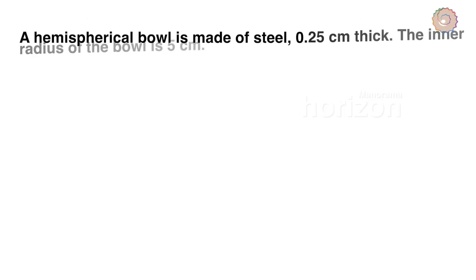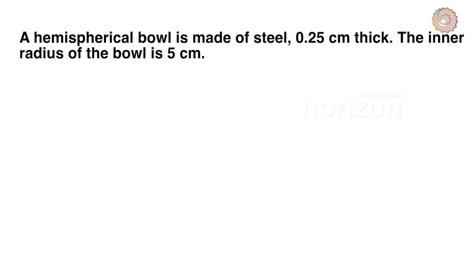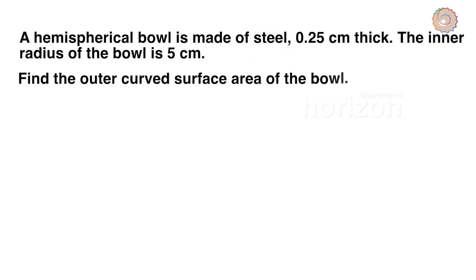Now let us consider another problem. A hemispherical bowl is made of steel 0.25 cm thick. The inner radius of the bowl is 5 cm. Let's now find the outer curved surface area of the bowl. The solution for the same is as follows.